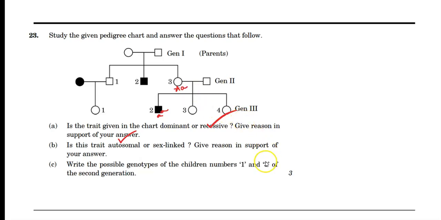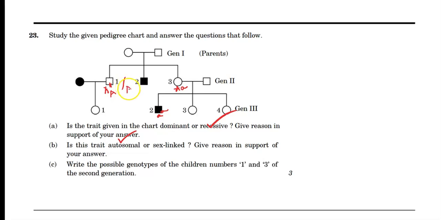So finding out the genotype of this is easy. Here, what will be the genotype of this one? This is an unaffected person, right? So definitely it can be AA. Other than that, anything else? Yes, there is a chance of getting the other one, that is capital A, small a.